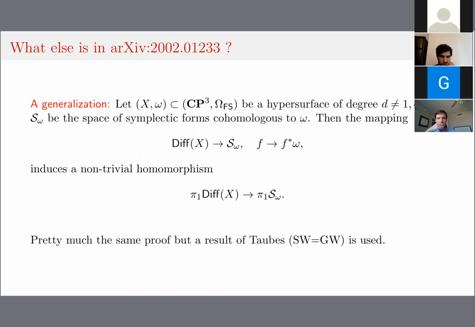So okay, there is a generalization I would like to mention. If we embed our surface into some projective space and equip it with an induced symplectic form, then we can look at the space of symplectic forms and use our loop to act on it. And the claim is we get a non-contractible loop of symplectic forms. And the proof of this generalization is more or less the same as in the talk, but additionally we need to use some result of Taubes from his Seiberg-Witten equals Gromov-Witten work.